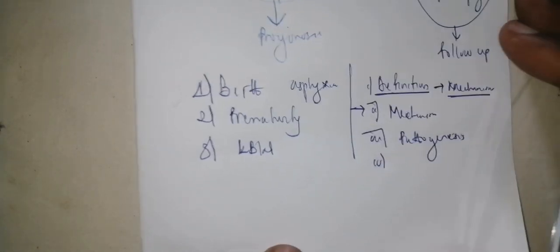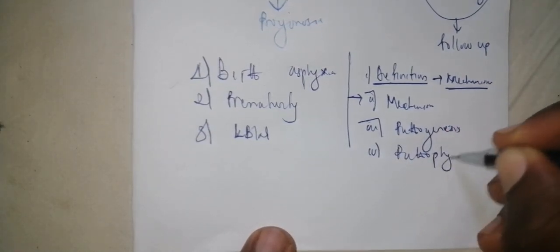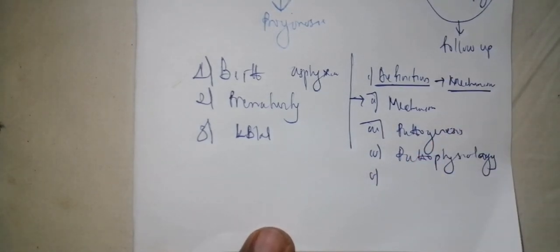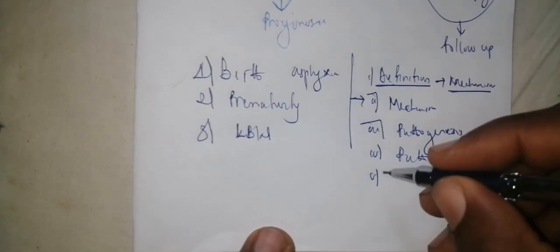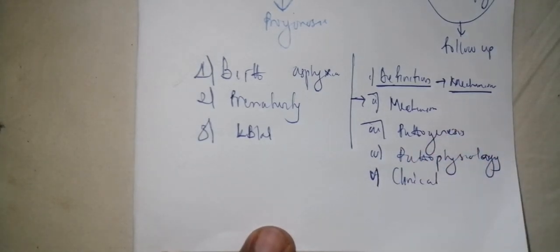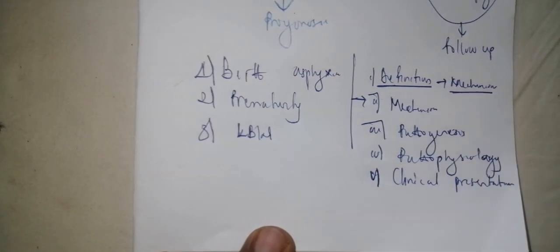After the pathogenesis, we're going to speak about the pathophysiology, which is how the birth asphyxia, prematurity, and low birth weight result in their complications. What are all the physiologic changes in the body such that they result in complications? After the pathophysiology, we're going to speak about the clinical presentation of a patient with birth asphyxia, prematurity, or low birth weight.